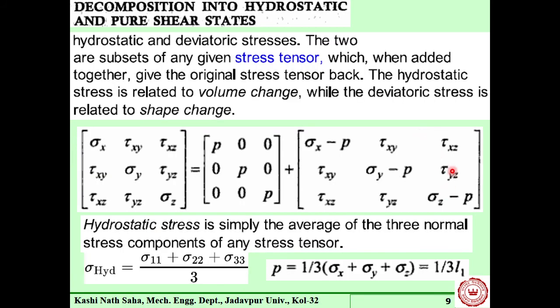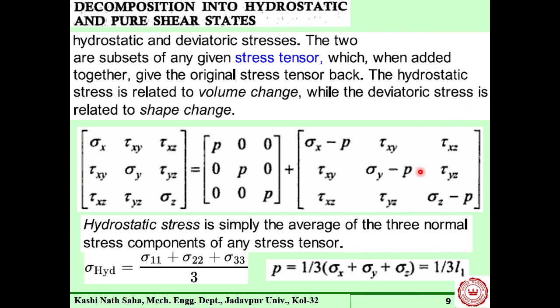So this part of the stress matrix is called the deviatoric part of the stress matrix. The given stress matrix is now decomposed into two parts. The first part is the hydrostatic stress part. The second part is known as the deviatoric stress part.